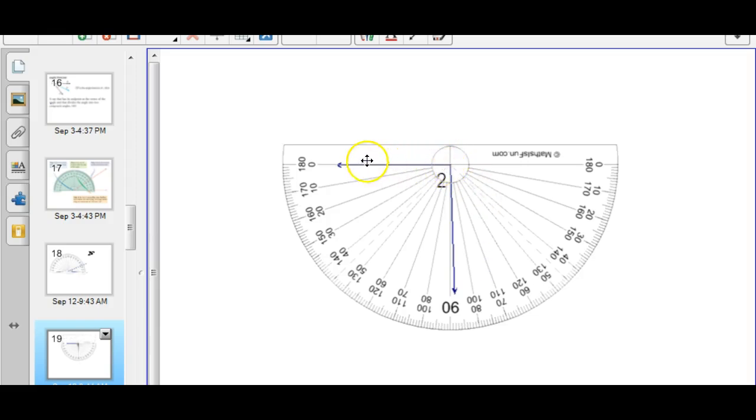I have this one side pointing at 0, and then counting up from 0, I'm going to see where this other side points. So it's past 90. If you need to, you can take a straight edge and extend that ray so that you can see it a little better. And to me, that looks like it's about 92 degrees.